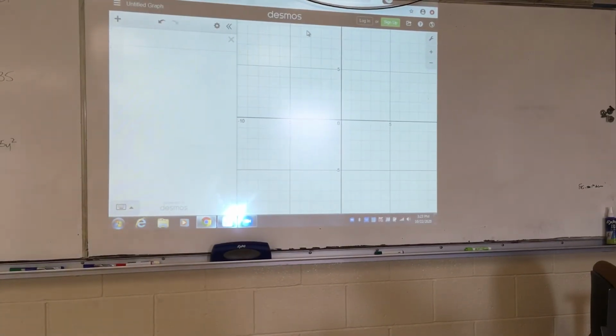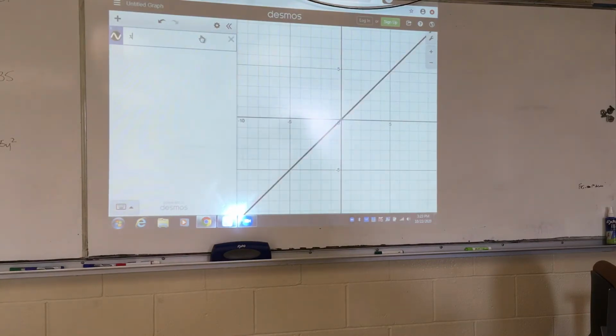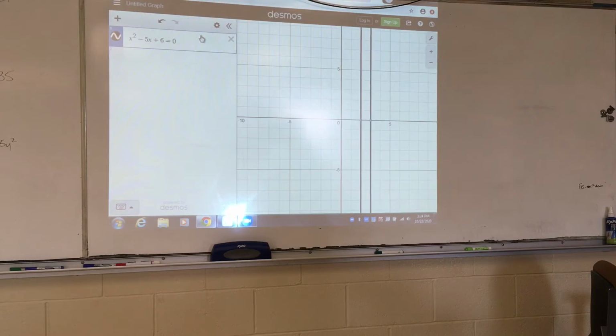All right, the first question says what are the solutions to? So again, solutions mean where it crosses the x-axis. It says x squared minus 5x plus 6 equals 0. So all I'm going to do is come here. This says 2 and 3. So my answers are 2 and 3. What that really means is you can put a 2 in for x or a 3 in for x, and it'll make the equation true.